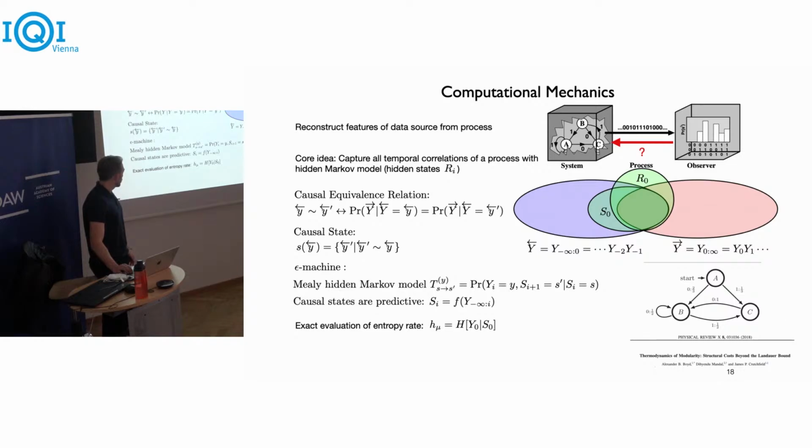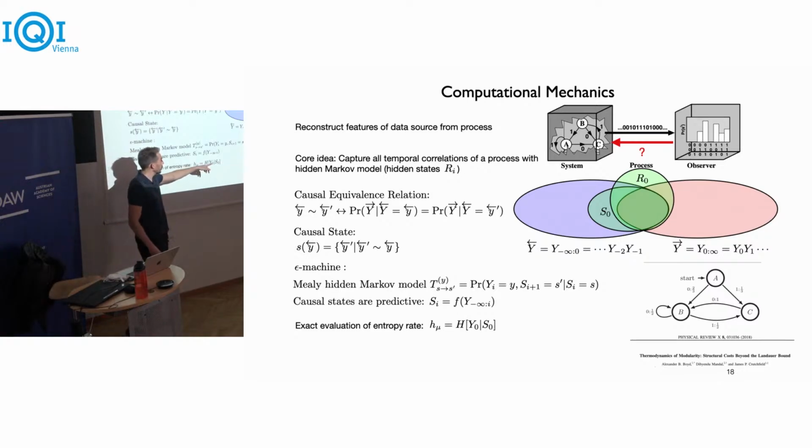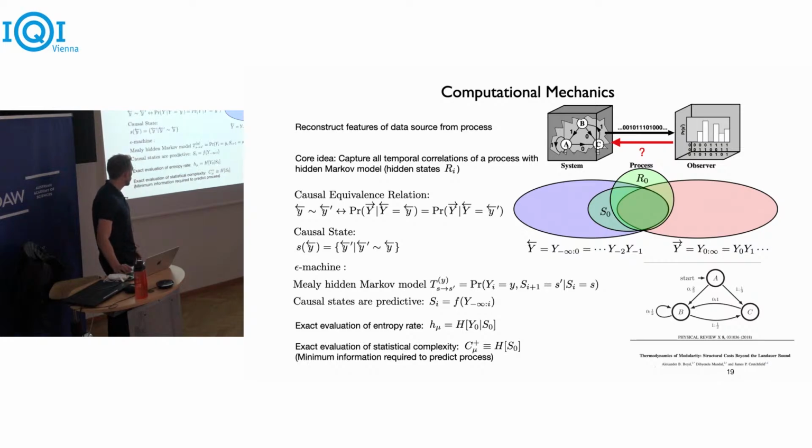So from this, we can exactly evaluate the entropy rate. Rather than taking this infinite limit of a very large entropy where the dimensionality diverges, you can evaluate the entropy by simply looking at the uncertainty in the output given your causal state, because your causal state is just capturing the past. And you can exactly evaluate the statistical complexity, which is the entropy of the causal states, and it's the minimum information required to predict a process.